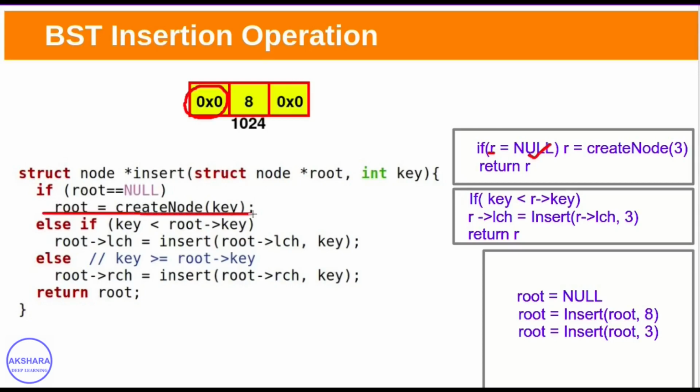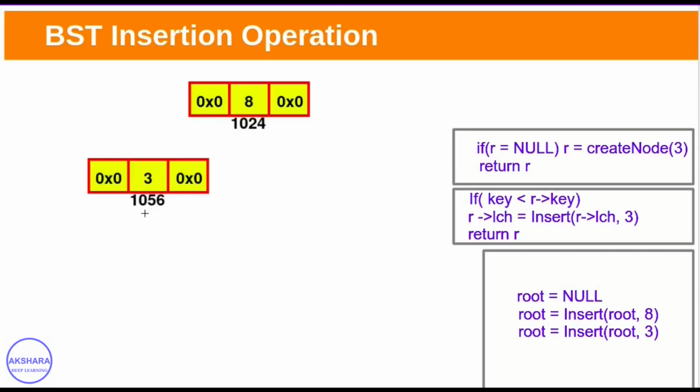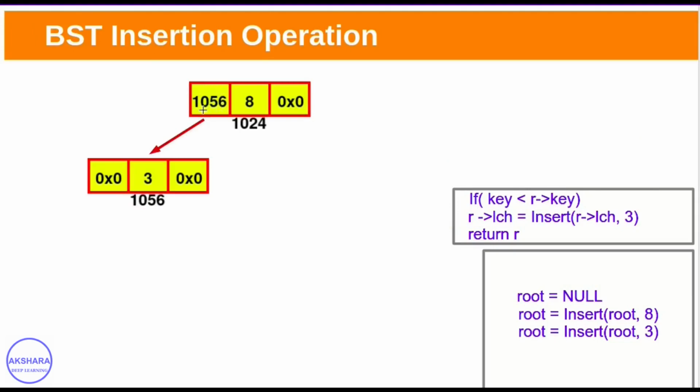The create node function will be called, so a new node will be created with value 3. Now this new node is created with key 3 and its address 1056 will be returned to its calling function. In this inner recursive call, root is null, but within this recursive call, root is 8. So the left subtree will be updated with this new node address. So the left child of this node will be updated with 1056. So this function will also return root.